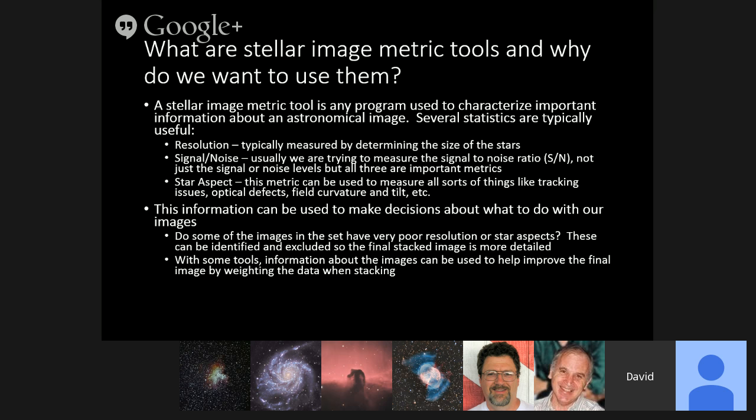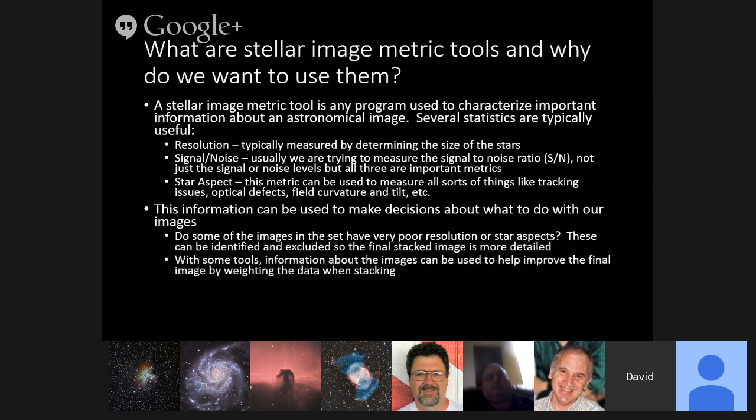The star aspect ratio can be used to measure all sorts of things like tracking issues, optical defects, field curvature, and tilt. And all this information can be used to make decisions about what to do with our images. Maybe you have some that have really large stars, the resolution is very poor, or the aspect ratio is very elongated. You can use these tools to identify and exclude them from your final stack so that your resulting image is more detailed. Sometimes some of the tools will allow you to use information about all the data you gather from the image to actually improve the final stack, through weighting and other methods.